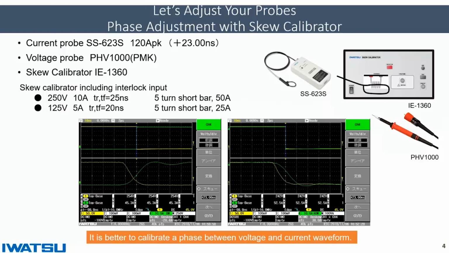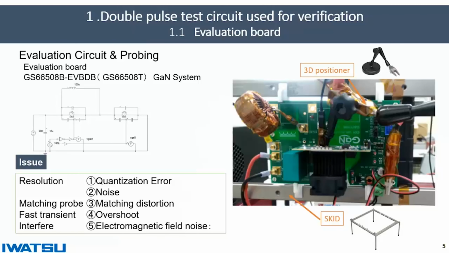Please look at the pictures where the voltage and current probes are adjusted by our skew calibrator, IE1360. Please look at the schematic of the actual measurement circuit and its picture. In order to measure high voltage and high current, probes should be fixed by the 3D positioner, and the test circuit should be clamped by the skid for safe measurement.